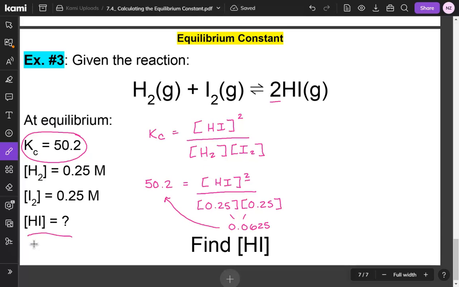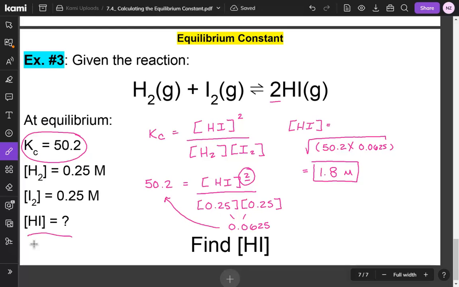In order to get rid of that 2, we're going to need to take the square root. So HI is going to be equal to the square root of whatever we get when we do 50.2 times 0.0625. And again, we're taking the square root because we have this 2 up here. If I do that, I get 3.14 on the inside. If I take the square root of that, I get an answer of 1.77, or 1.8, as my answer here.